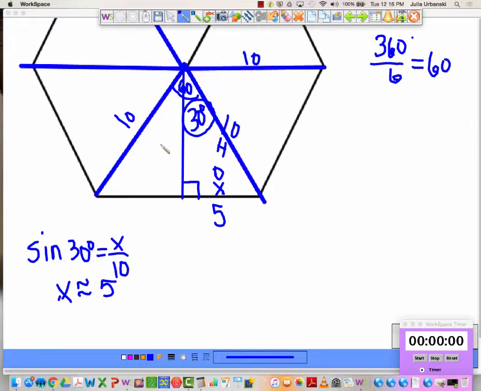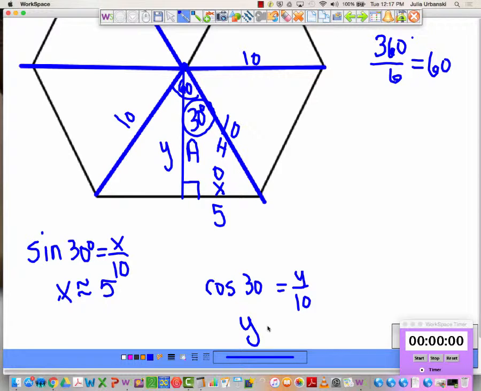So call this Y. That's adjacent to the 30 degrees, so what word do I need to use now? Cosine. Cosine of 30 equals the Y over the 10. Find that for me really quickly. It's 8.7. Okay, so put that right here. See, all you do is use your prior knowledge to be able to find the base and the height, because those are the two things you need.